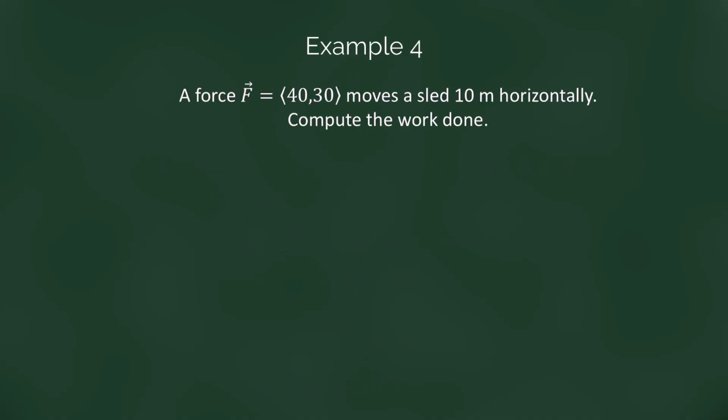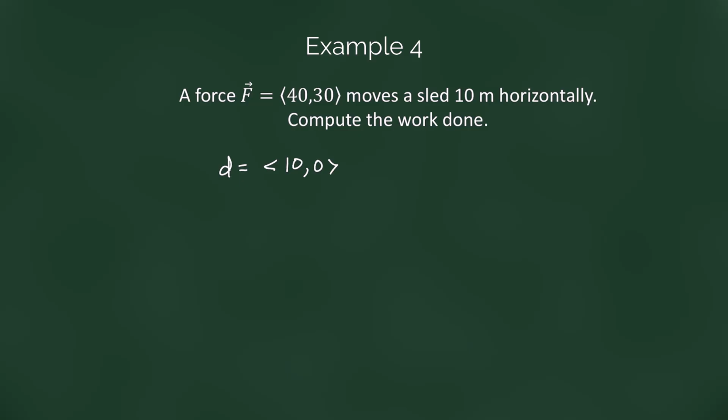One last example, here we have a force given by the vector 40, 30, and it's going to move a sled 10 meters horizontally. We want to compute the work done. Well, we need a distance vector or displacement vector. Since we're moving horizontally by 10 meters, that means we're moving 10 meters in the x direction and 0 meters in the vertical direction. So we can write our displacement vector as the vector 10, 0.